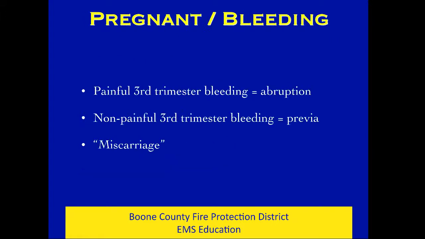We want to talk about preeclampsia and eclampsia. So again, painful third trimester bleeding, that's an abruption, abruptio placenta. Non-painful third trimester bleeding is placenta previa. The placenta has attached inappropriately low. And then miscarriage is the usual layperson terminology for a spontaneous abortion.